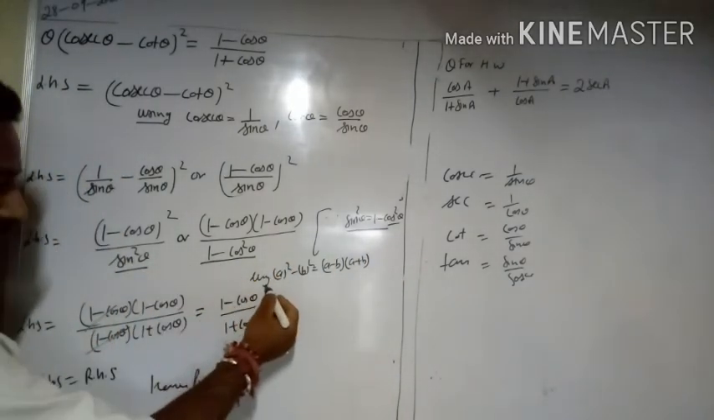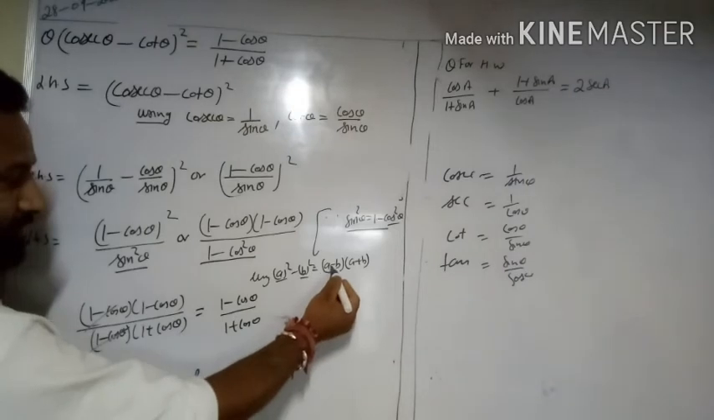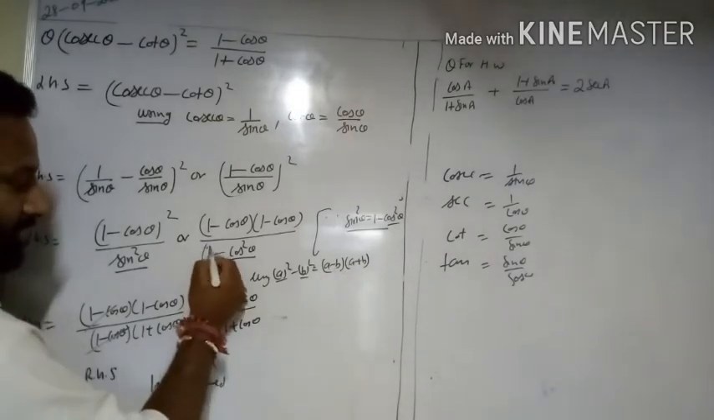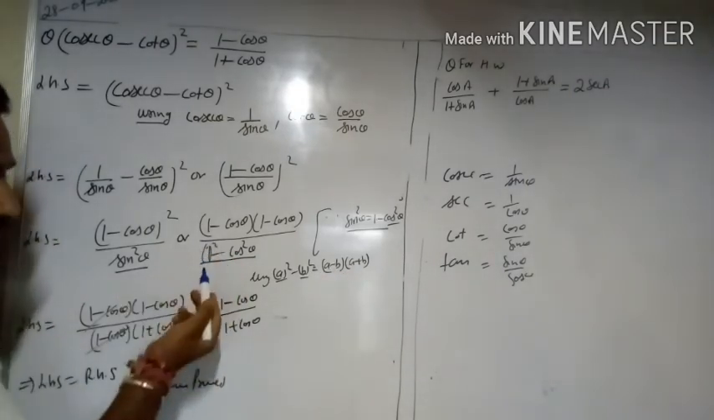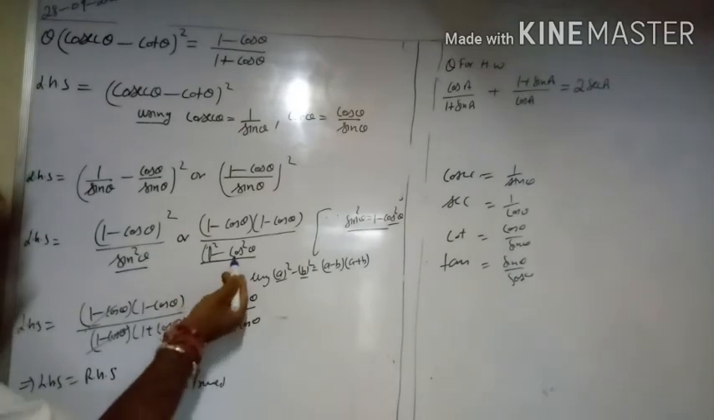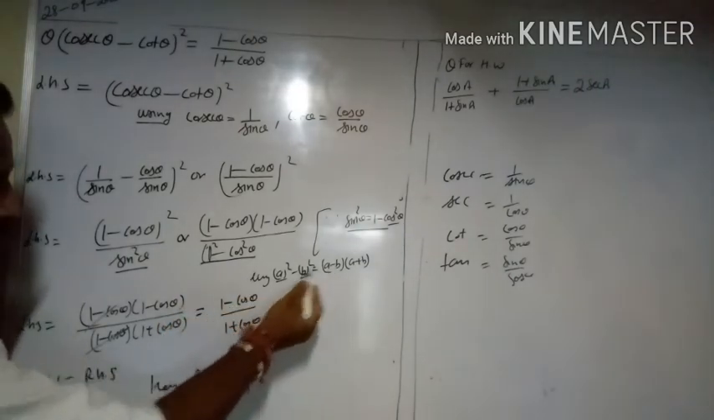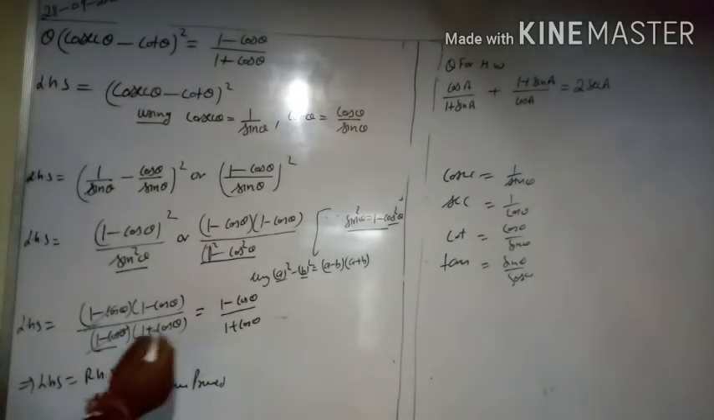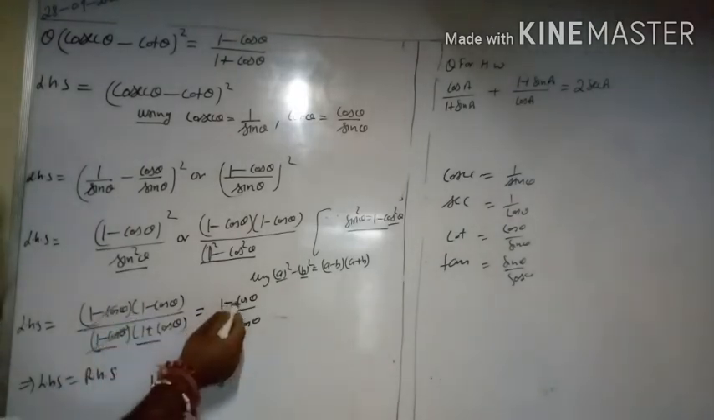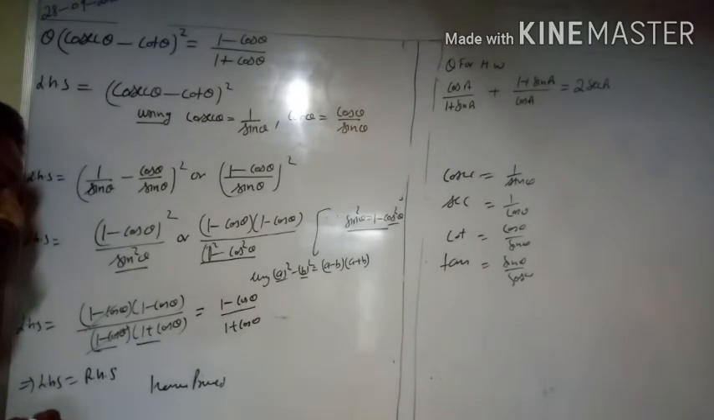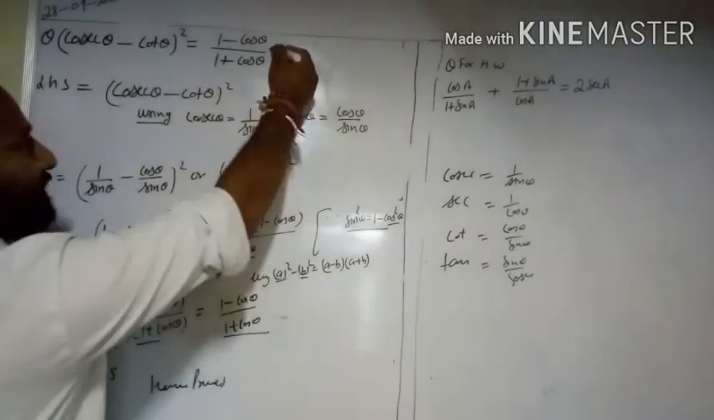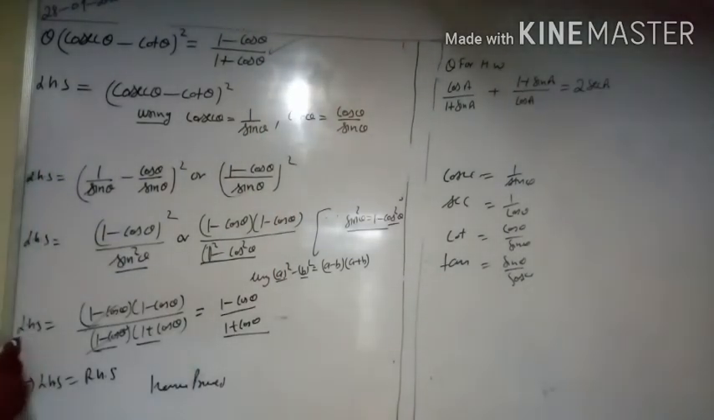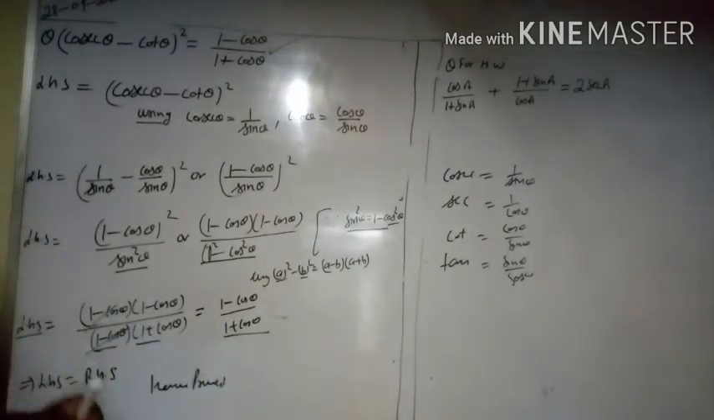Now we also know that a square minus b square is (a minus b)(a plus b). Because square of 1 is 1, using this formula it becomes (1 minus cos theta) and (1 plus cos theta). Then this cancels and we have 1 minus cos theta upon 1 plus cos theta, and that is what? That is the right hand side. It means the value of the left hand side becomes equal to the right hand side, and hence proved.